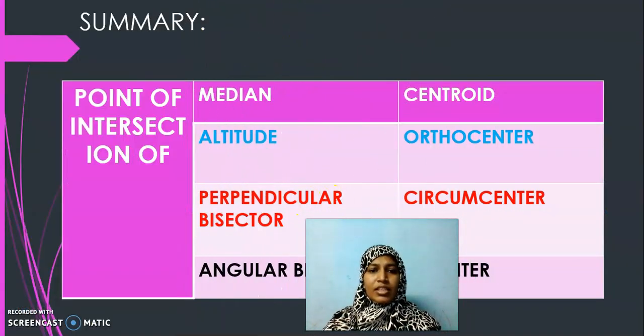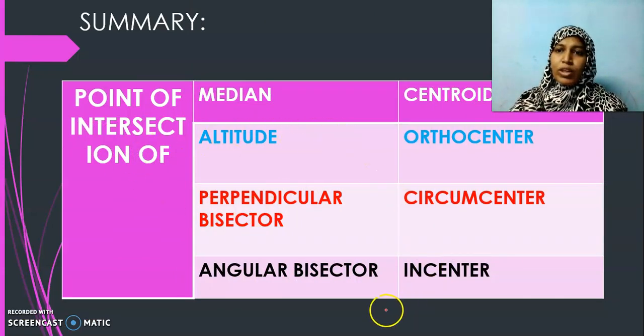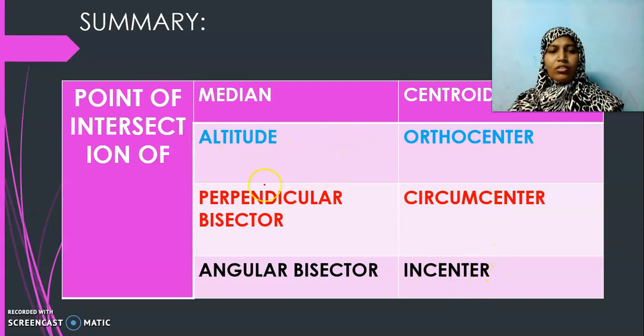In this exercise, you should be thorough with all these words. What are the words? Median, altitude, perpendicular bisector, angular bisector, centroid, orthocenter, circumcenter and incenter. Direct questions will also be there. The meeting point of perpendicular bisector is dash, or dash is the meeting point of angular bisector. You will say incenter.